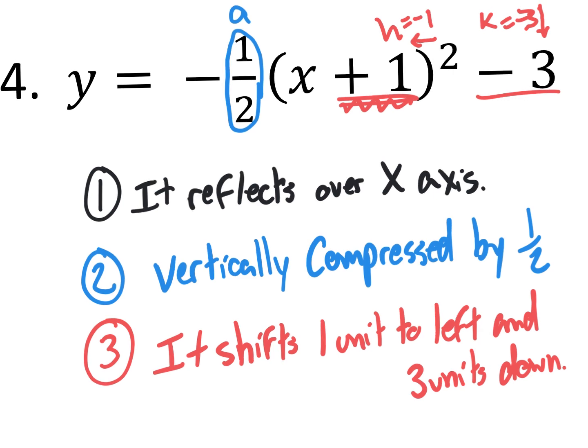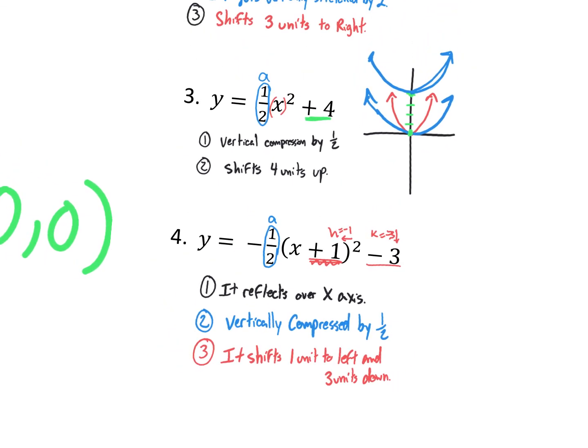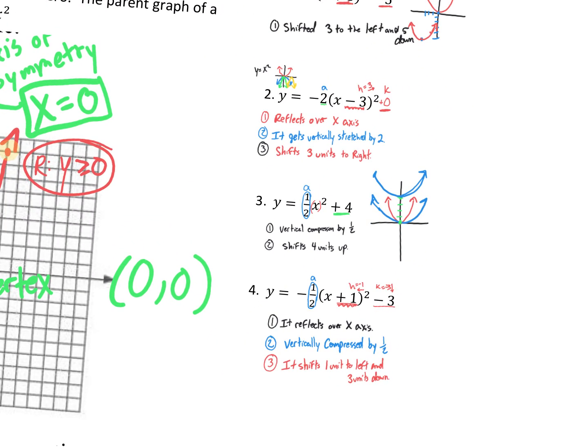Ladies and gentlemen, that is the description from the original parent graph y equals x squared to the new graph y equals -1/2 (x + 1) squared - 3. That's the description. It's 3 things. So what we're focusing in on today is writing out these sentences that describe the changes.